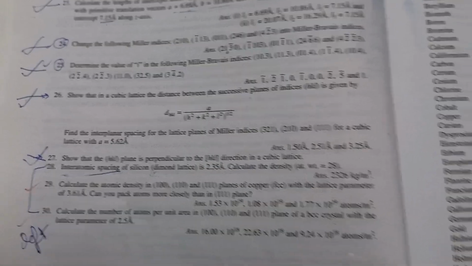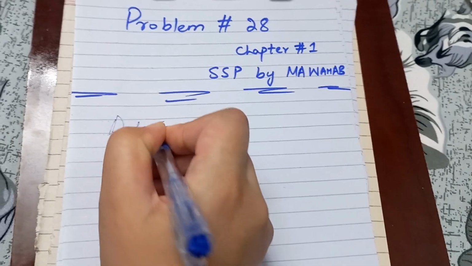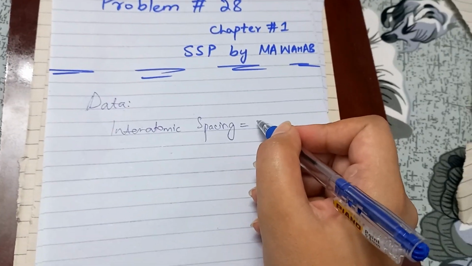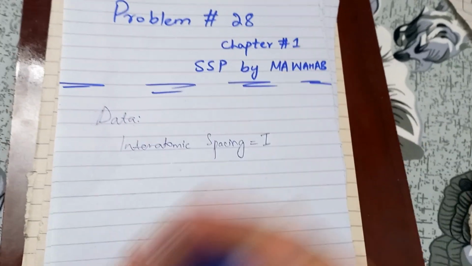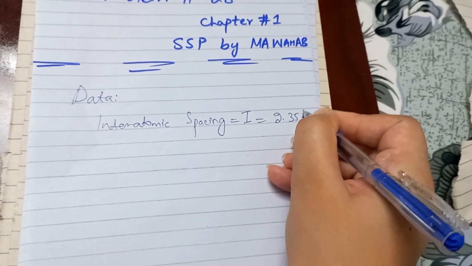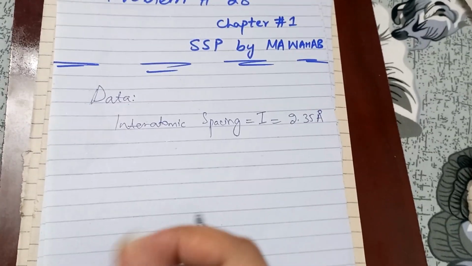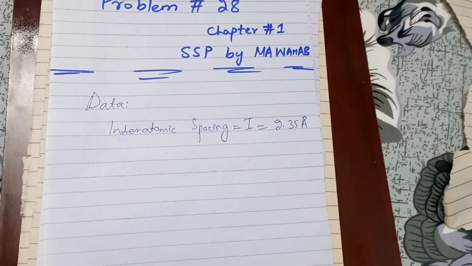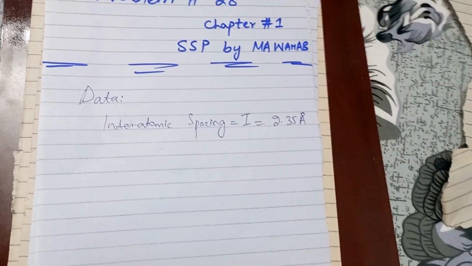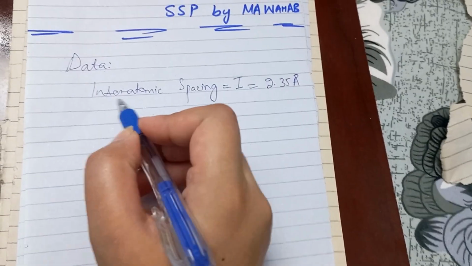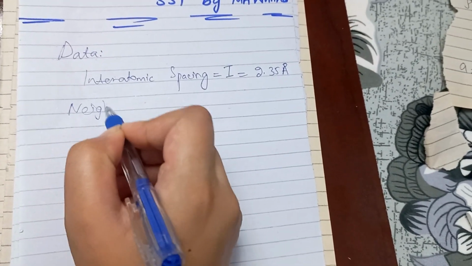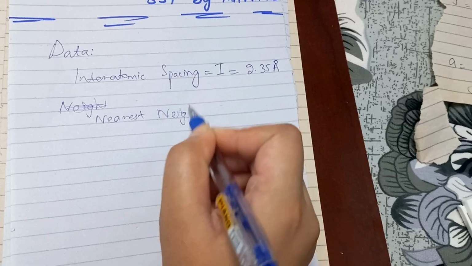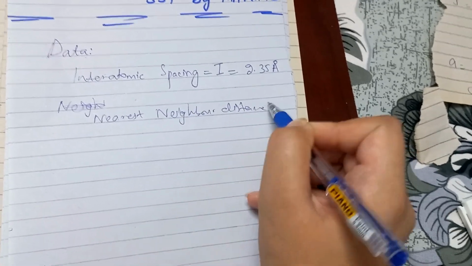We have seen the statement and now we know the data we have. Let's first write the data we are given. Interatomic spacing, let's call it I. You can use any other notation that you are comfortable with. The interatomic spacing is actually the nearest neighbor distance, because we are more familiar with nearest neighbor distance than interatomic spacing. So the nearest neighbor distance is equal to I as well.